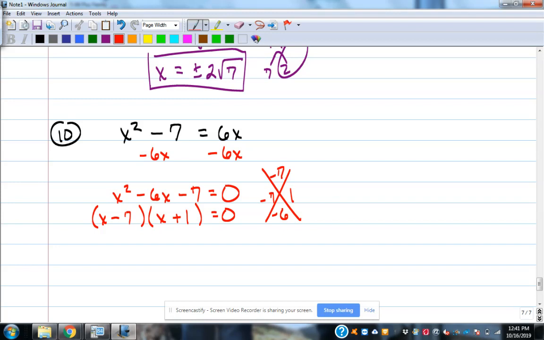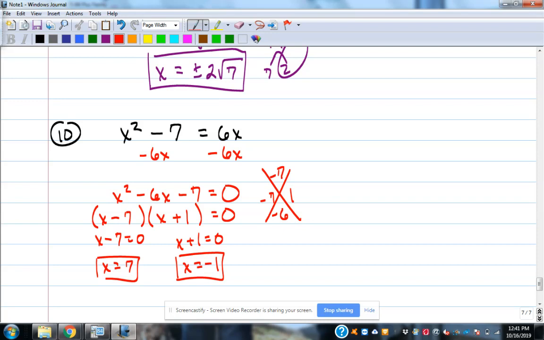That's a lot quicker than quadratic formula would have been, because I didn't have to do all the stuff under the square root and all that stuff. And then I set those equal to 0 and get 7 and negative 1 as my solutions. Could I have got those solutions with quadratic formula?